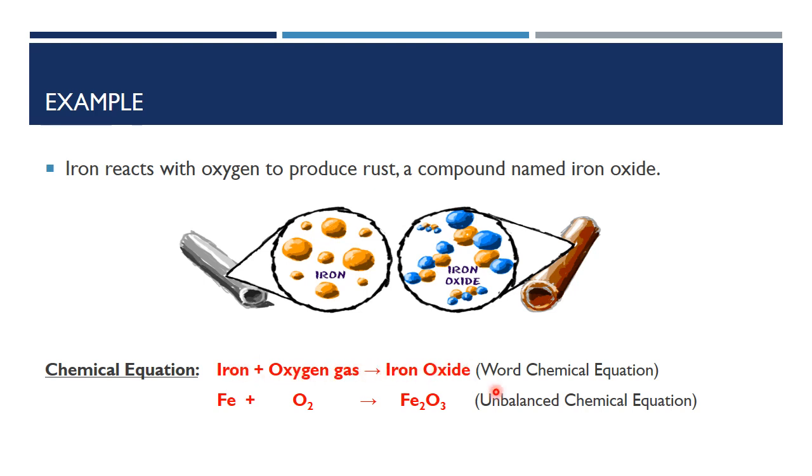Now, how to write the unbalanced chemical equation? By using the chemical formulas of the given reactants and the products. What's the symbol of iron? Its symbol is Fe. What's the formula of oxygen? Its formula is O2. What's the formula of iron oxide? Here you can use the crisscross method. It's formed from Fe3+ and O2-, so its formula is Fe2O3 by using the crisscross method. So this is called an unbalanced chemical equation.